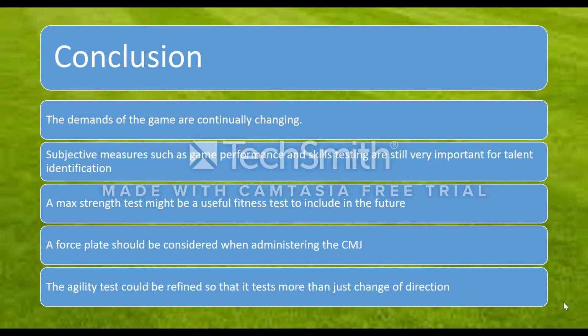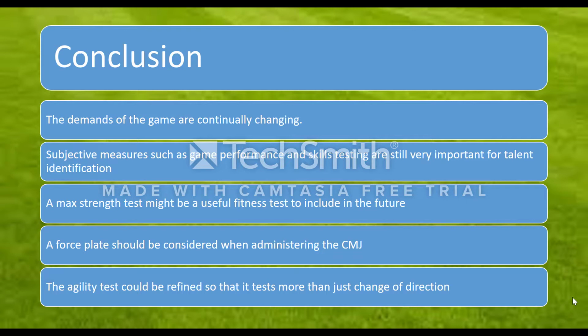In wrapping up my presentation, I'm just going to touch on some of the key points. The first one is that the demands of the games are continually changing. We need to think about whether the current testing protocols are most appropriate, and we always need to think about can they be improved or do they need changing.